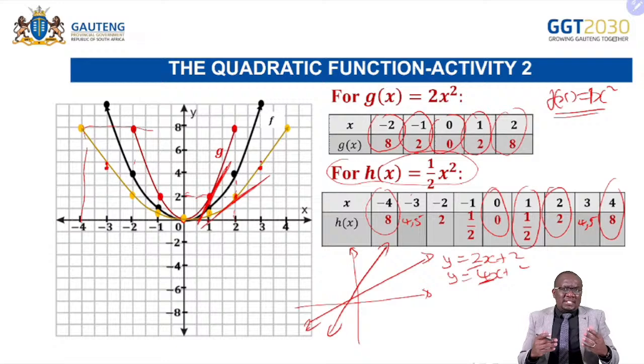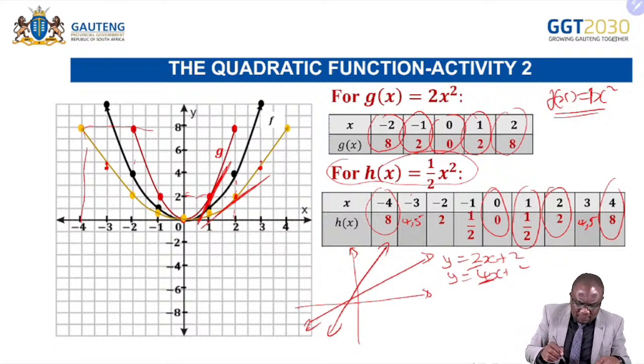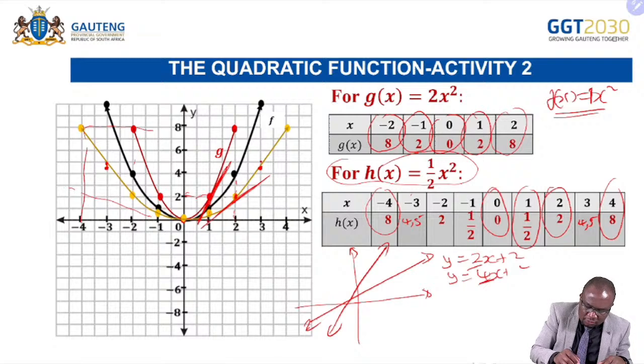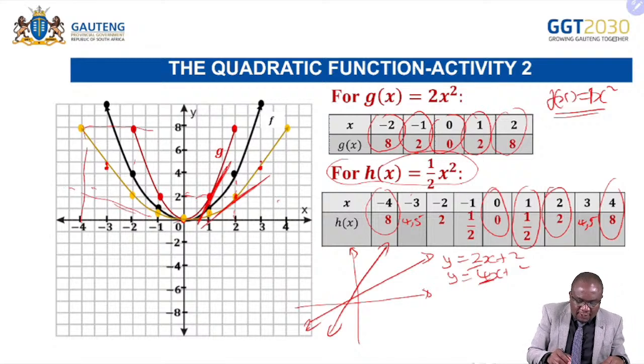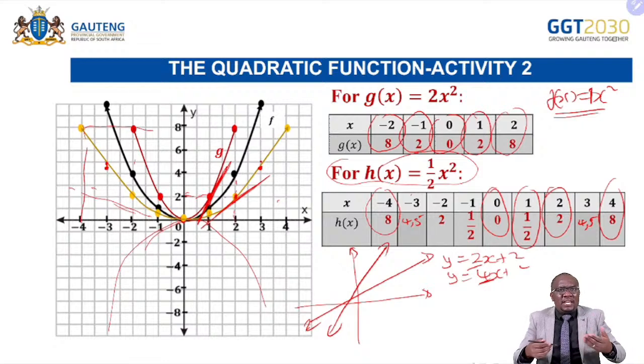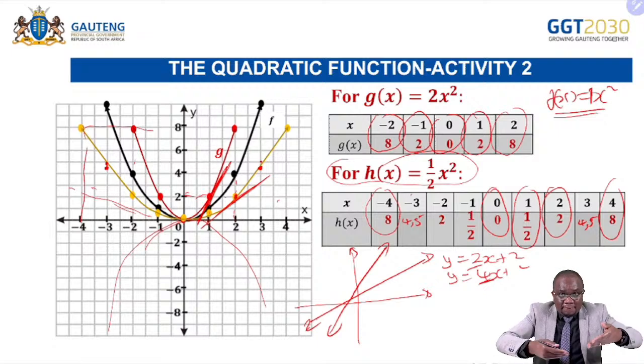Okay, so that's the vertical stretch. If A increases, the graph becomes narrower. If A decreases, the graph becomes wider. But remember that when it decreases, it becomes negative. Once it becomes negative, you know what happens? If it becomes smaller and smaller, it becomes wider, wider, wider. And then when it becomes negative, it flips, comes this side. It's now reflected. When A becomes negative, the graph is now reflected on the x-axis, okay? So the decrease we're talking about should be a fraction between 0 and 1, okay? And then when it becomes negative, it is now reflected.